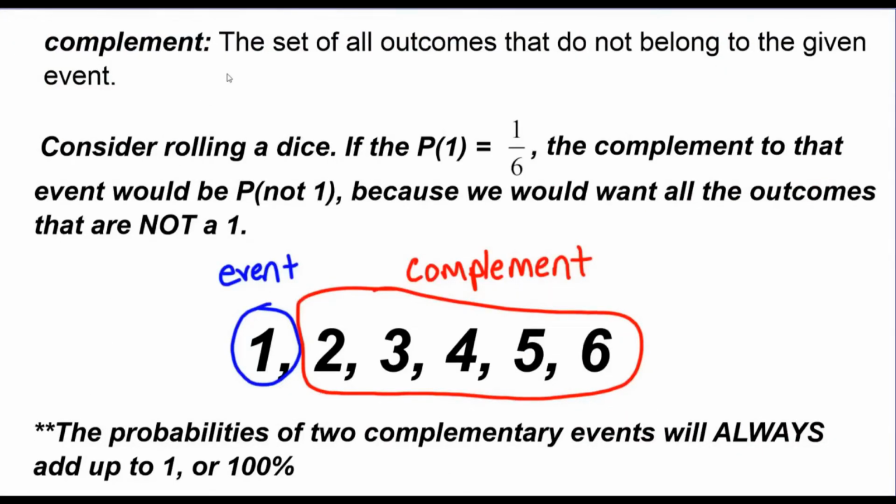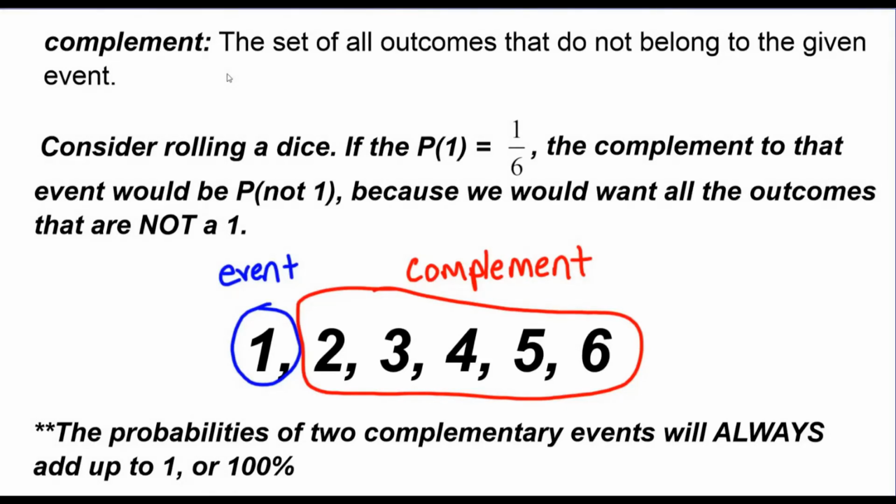Also, it's nice to know something called a complement to an event. A complement is the set of all the outcomes that do not belong to a given event. So consider rolling the dice again. If the probability of rolling a 1 is 1 out of 6, that means the complement to that event would be the probability of not rolling a 1, because we would want all the outcomes that are not a 1.